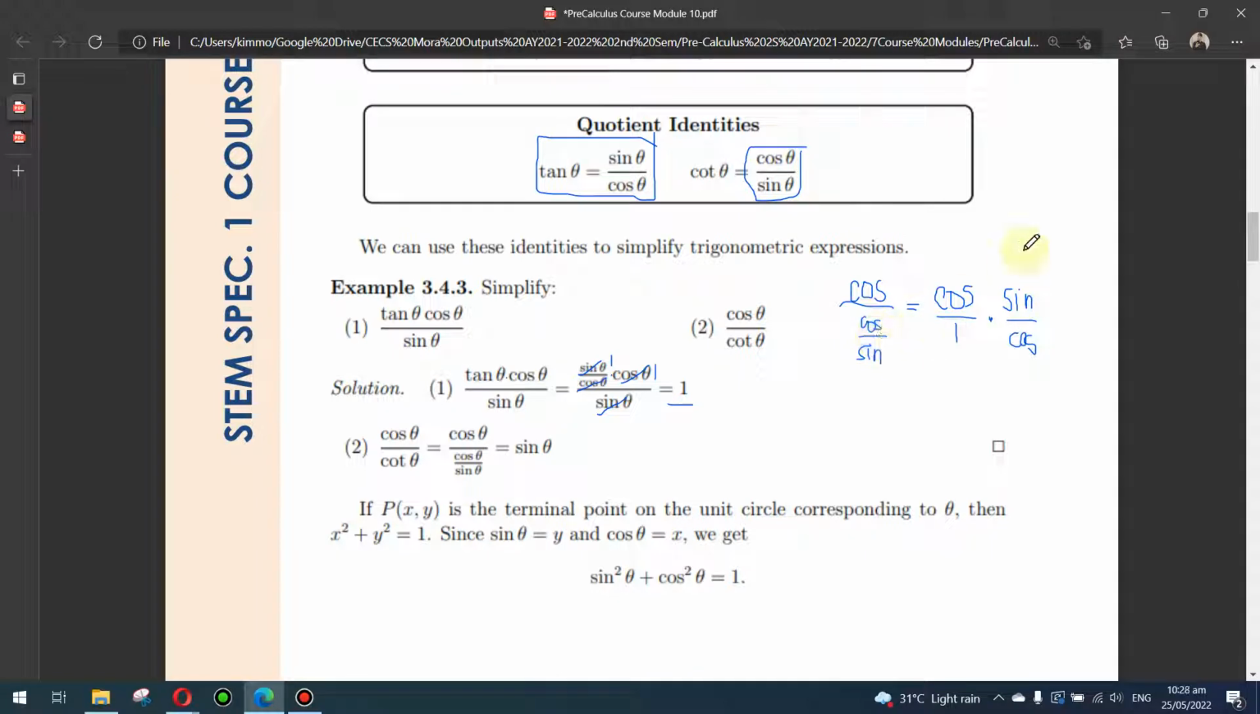Sine over cosine. Since this is numerator and denominator, they cancel, so the value becomes 1. So what remains is 1 times sine, or 1 times 1. So what remains is sine. That's why our answer here is sine.